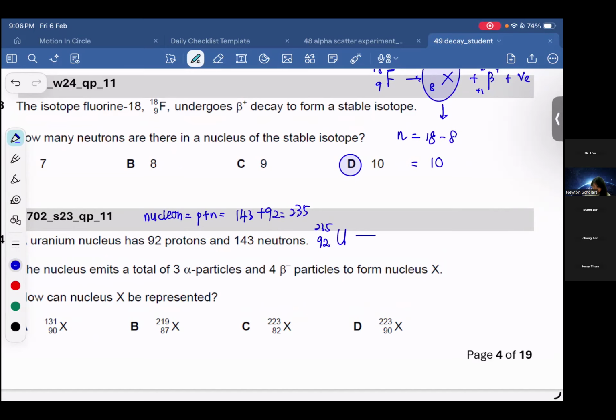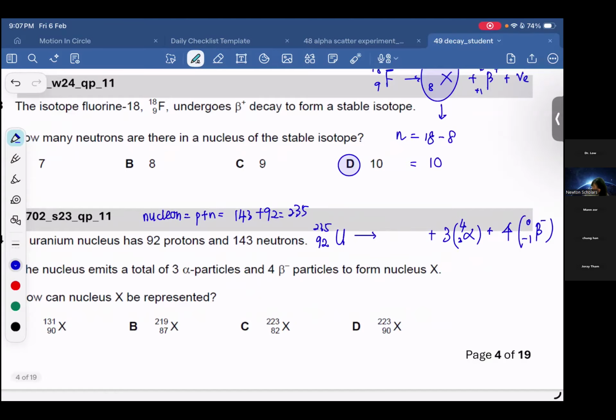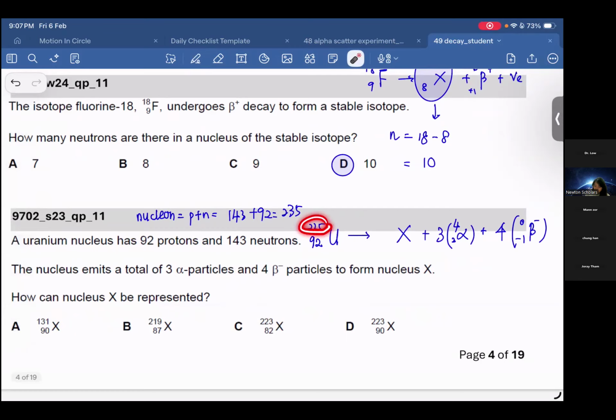Okay, it will decay and get 3 alpha, 4, 2. Like this. And it will get 4 beta. Beta is beta minus, 0, negative 1. Then here, they want to know how nucleus X is represented. This one is nucleus X. They form nucleus X. The daughter is element X. Prasan, you straightaway used 143 and put it here. That is a careless mistake.